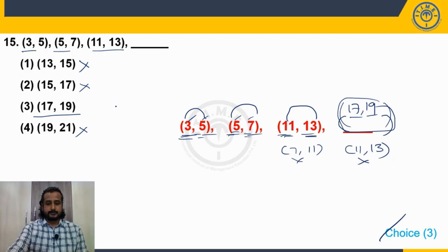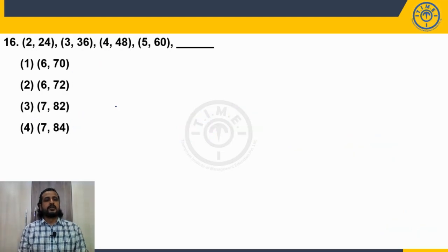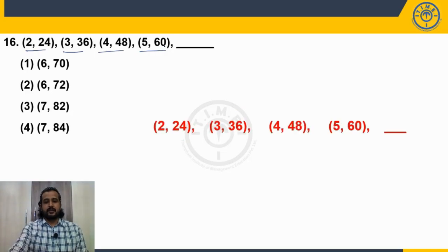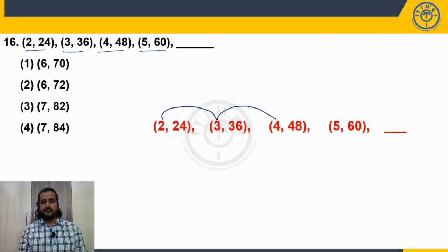Okay, now move to the next one. 16. 2 24, 3 36, 4 48, 5 60. Let's see how this question will be answered. Generally, whenever we see this kind of question, first we apply the alternate series. If you are unable to understand the exact pattern, then you may apply the digit logic or something else. Look at these numbers, 2, 3, 4, 5, consecutive natural numbers. So next to 5 will be 6. Two options start with 6, so choice 1 and choice 2 remain; choices 3 and 4 are ruled out.